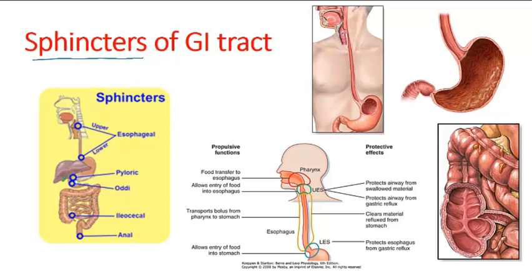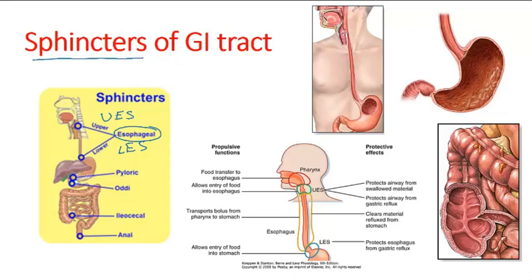As you can see in this left hand picture, the sphincters are present at different branch points of the digestive tract. Here you see the sphincters of the digestive tract divided into mainly 6 different sphincters. One of the sphincters is related to the esophagus, known as the upper esophageal sphincter, UES. And then the lower esophageal sphincter, LES. Both of them are physiological sphincters.